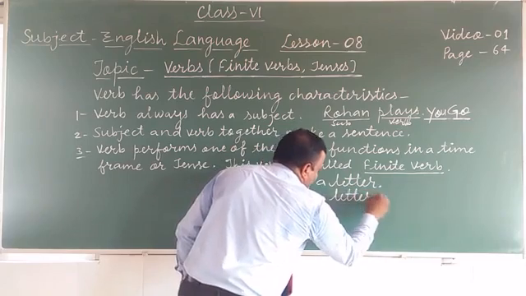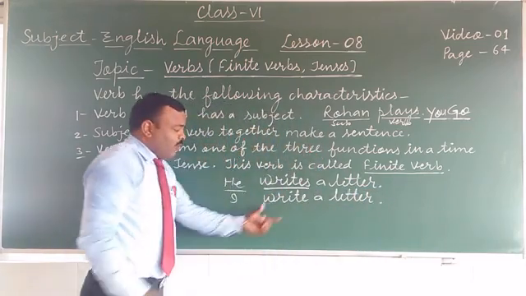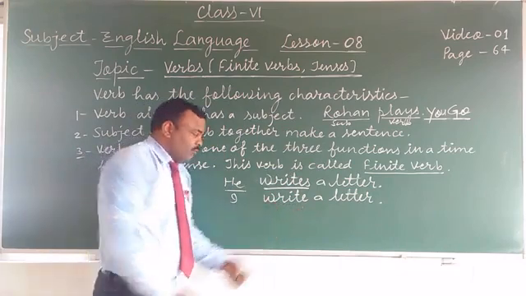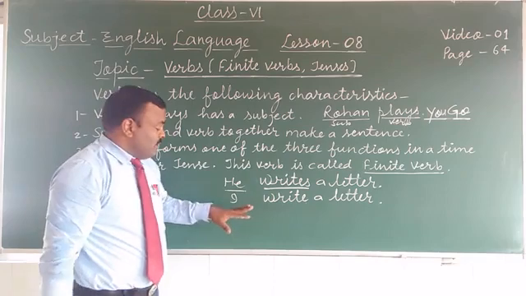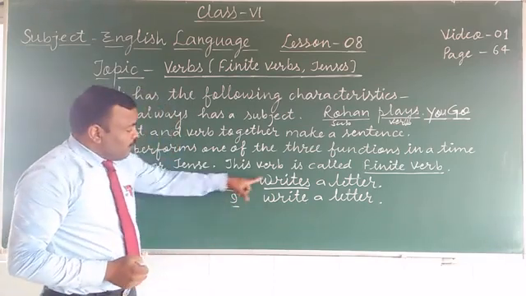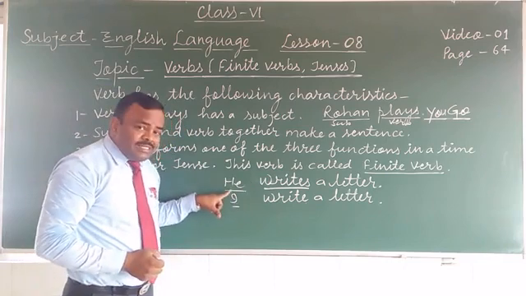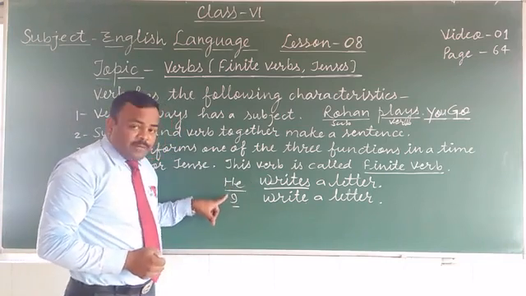I write a letter. Now in place of writes, we write here what? Write. The verb is write. We remove s or es. Why? Because the subject is first person. So the verb is changing according to the subject, its number and function and person.